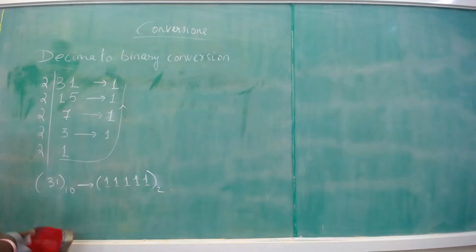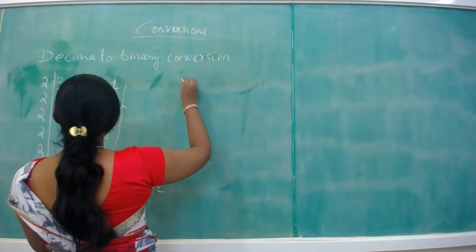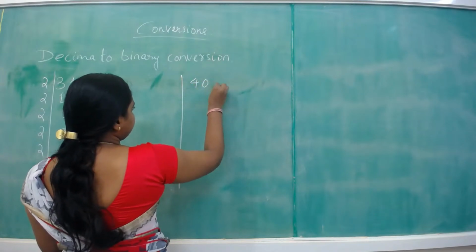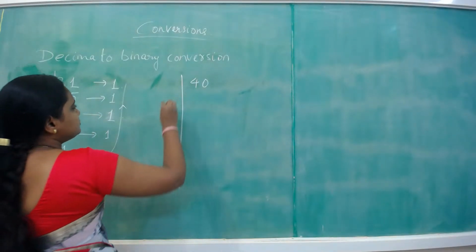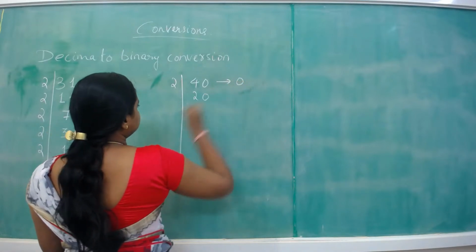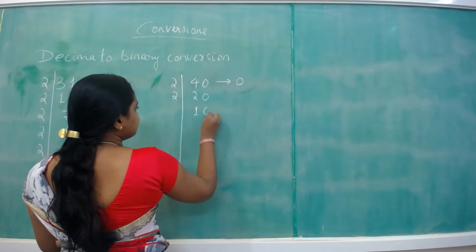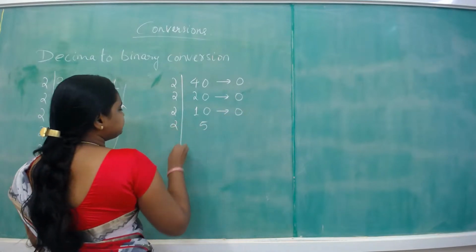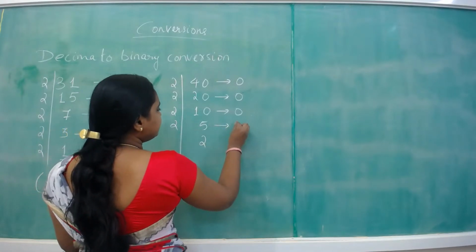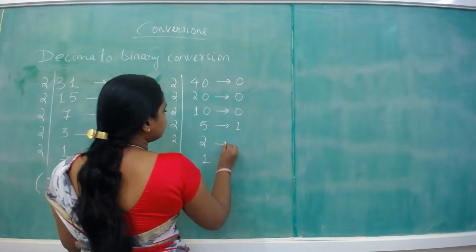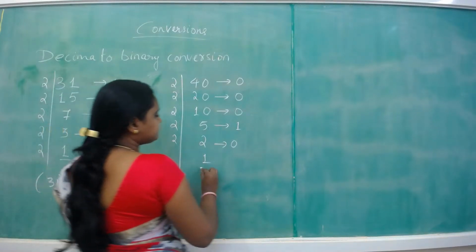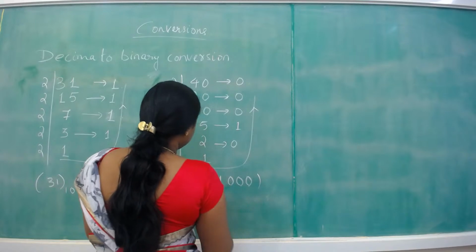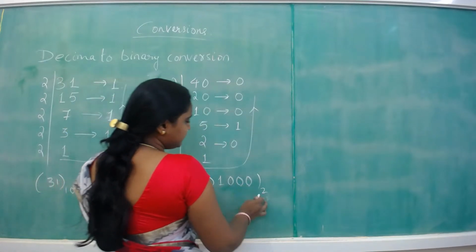Now, I'll take another example. I'll take a value as 40. Okay, again which is perfectly divisible by 2. 20, no remainder. Divided by 2. 10, no remainder. Divided by 2. 5, no remainder. 2 2s are 4, but remainder will be 1. Again, 2 1s are 2, there is no remainder. So this is the value 101000, base 2, is the answer.